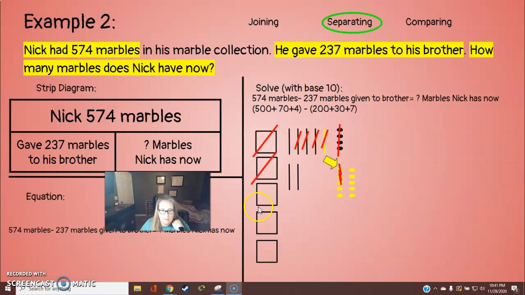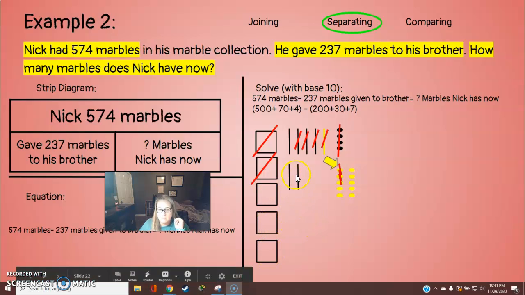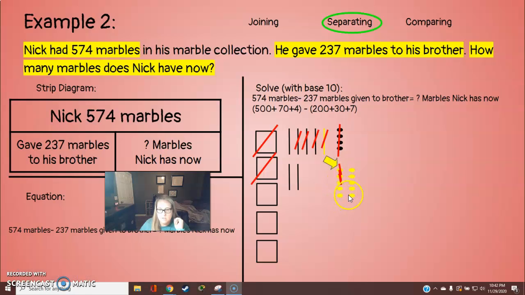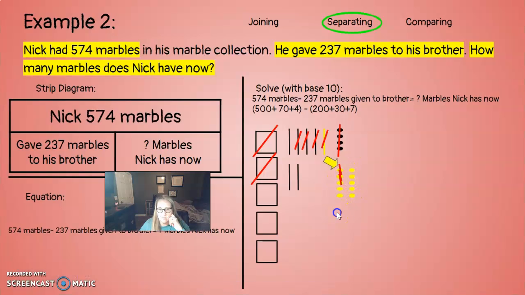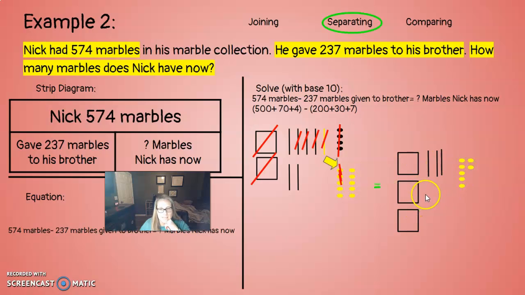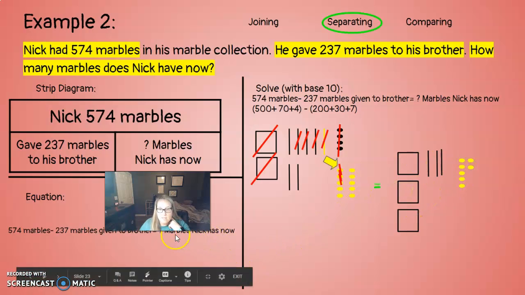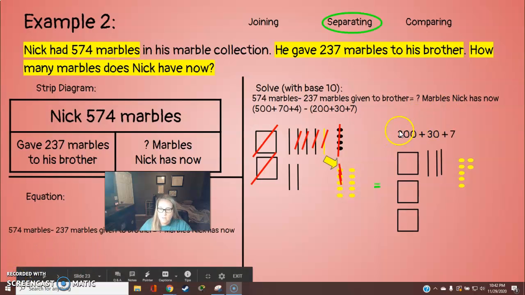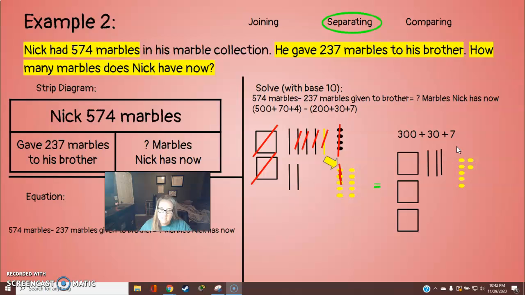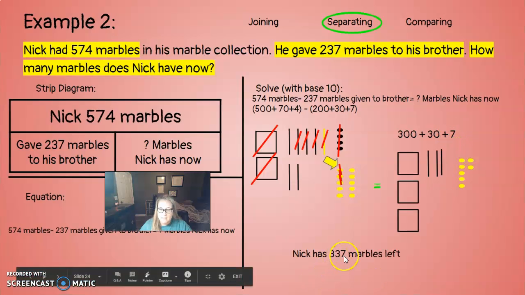So I'm going to move my camera out of the way. And let's see, I have 1, 2, 300, 1, 2, 3 tens, and 1, 2, 3, 4, 5, 6, 7 ones. So I'm going to put them all over here just so it's a little bit easier to see. And again, I could use expanded form to help me figure out what my answer is. So I put my expanded form to help me. So I have 300 plus 30 plus 7. So how many marbles does Nick end up with? I'm going to put all of these numbers together. And when I do, he has 337 marbles left.